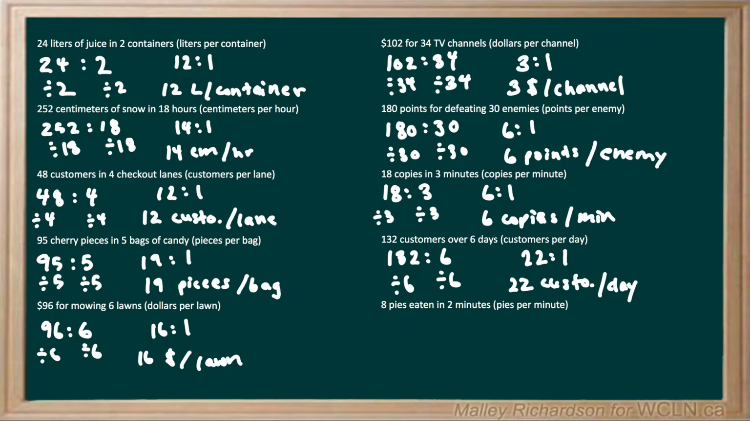Our final question is 8 pies eaten in 2 minutes, and we need to find how many pies per minute. So we're going to write our ratio of 8 pies for every 2 minutes, and then we need to convert it into its unit ratio by dividing both sides by 2. Right? 8 divided by 2 is 4, and then 2 divided by 2 is 1. So our unit ratio is 4 to 1, and our final answer is 4 pies per minute.